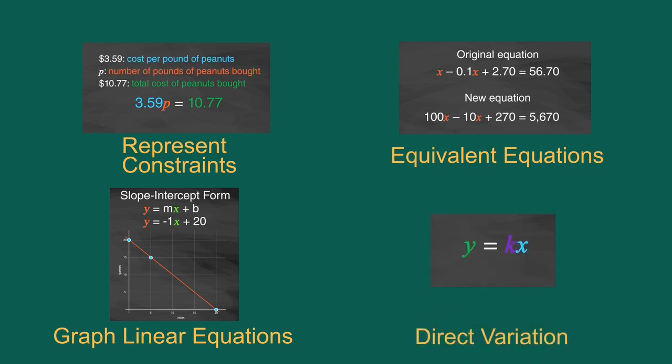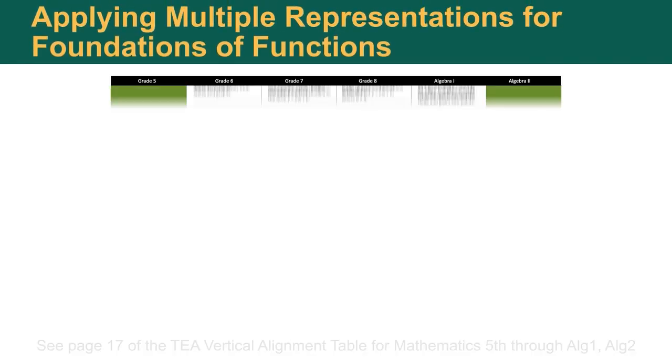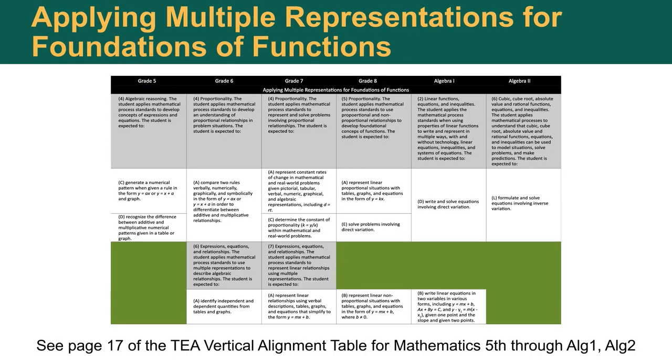The unit closes with students writing and solving direct variations. This expands their understanding of linear equations and makes a connection to their understanding of proportional reasoning from middle school. Let's take a look at the vertical alignment for applying multiple representations for foundations of functions in 2D and 2B.